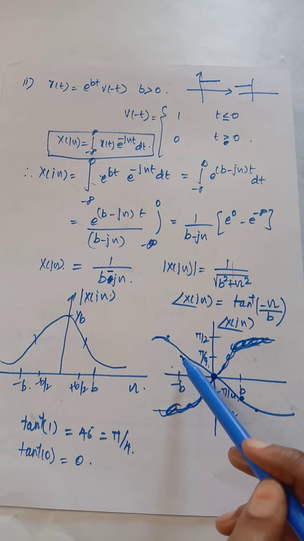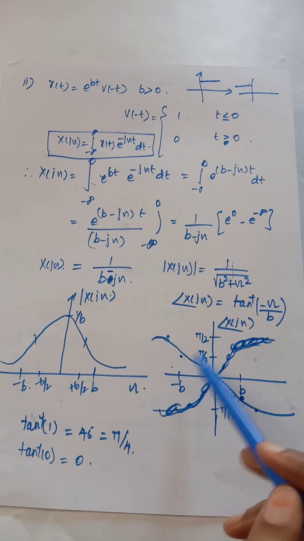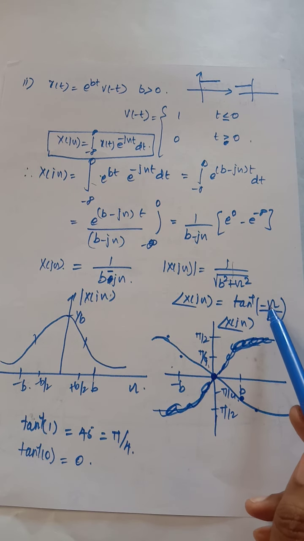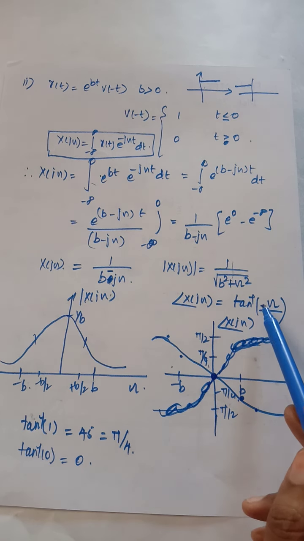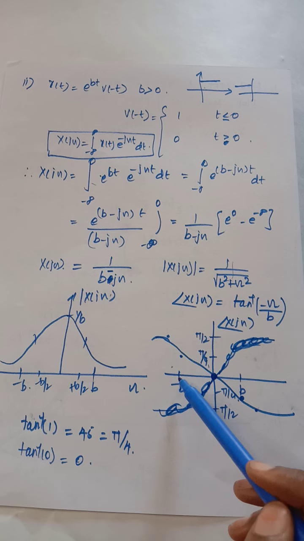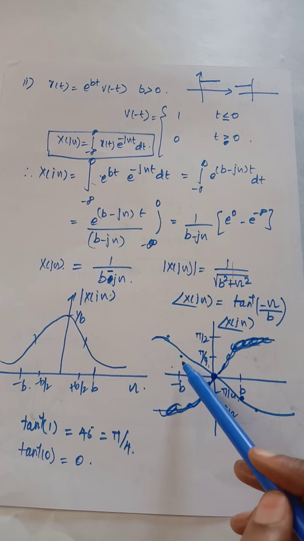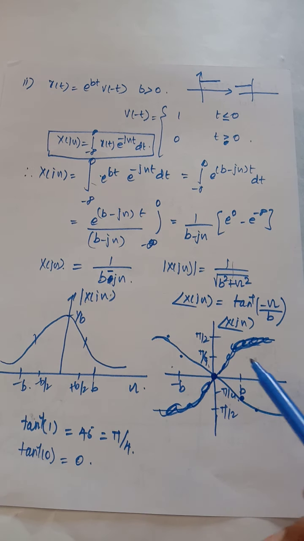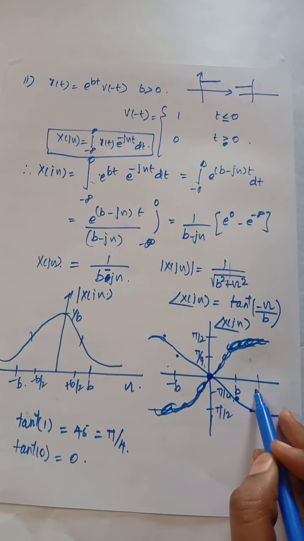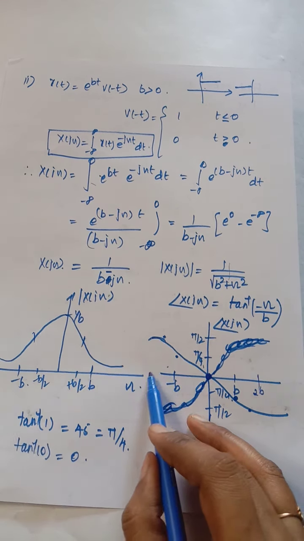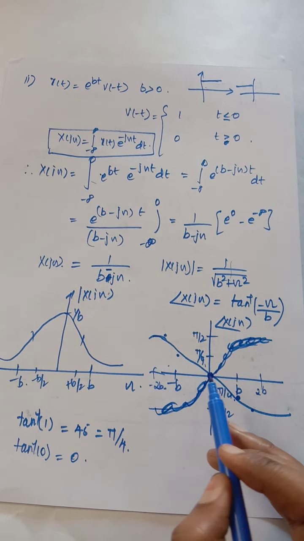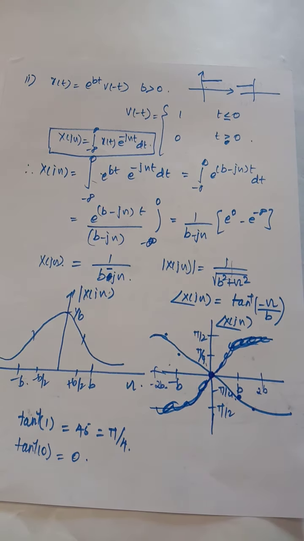Similarly, here you will get tan inverse of minus omega, where omega is equal to minus b. So you will get tan inverse of minus b by b, which is tan inverse of 1. So it is plus 45 degrees. So you will get a plot like this. If you want, you can find the remaining values, but this plot is enough, okay. So this is the procedure to find the magnitude and phase spectrum.